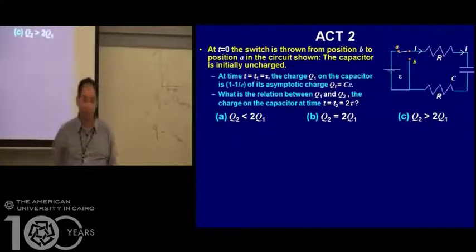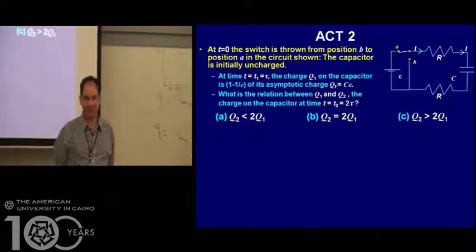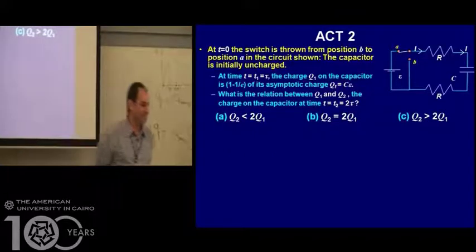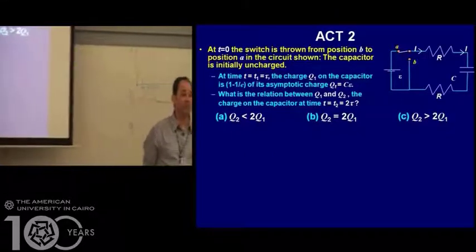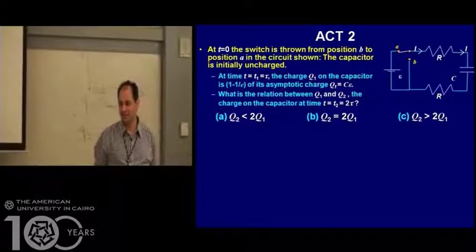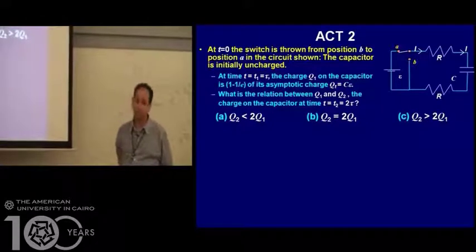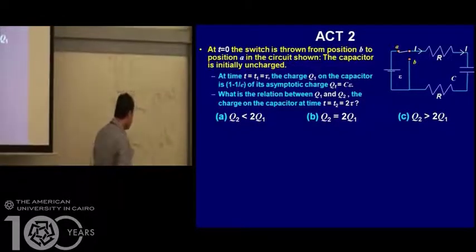Which one will have more charge, tau or 2 tau? And will that charge equal twice the charge at 1 tau? Never. Twice the charge would equal 1.2 of the maximum charge. Can that happen? So at 2 tau, the charge in the capacitor, is it over 100%? Does it reach the maximum? No.